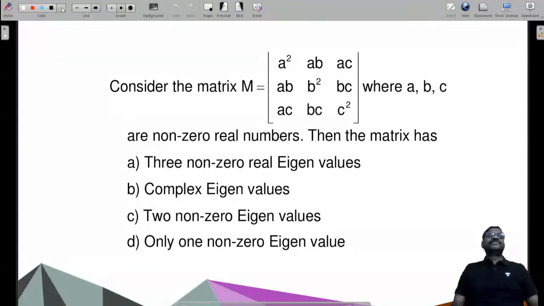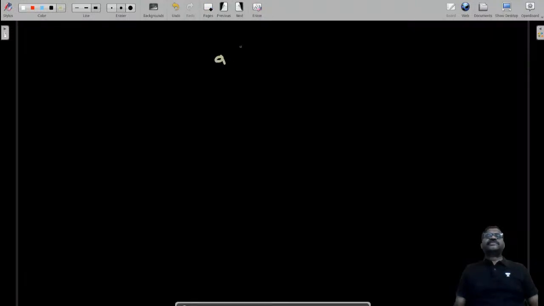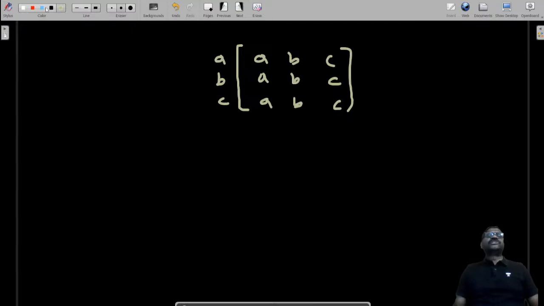Please observe the matrix. The first row is A times (A, B, C). The second row is nothing but B times (A, B, C). The third row is nothing but C times (A, B, C). So what is the conclusion? All the rows are proportional. You can say it like this: 3 rows are proportional.